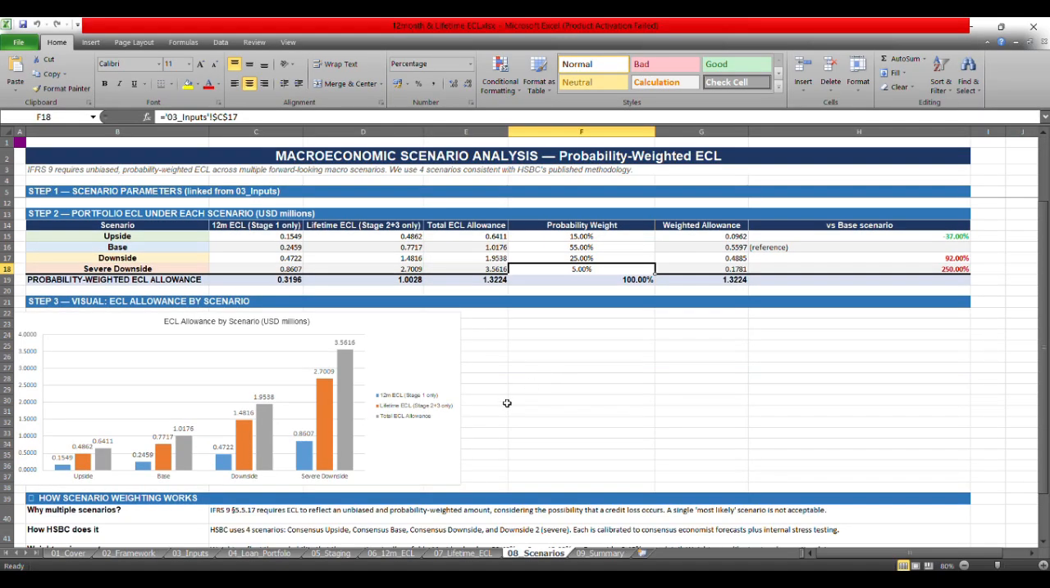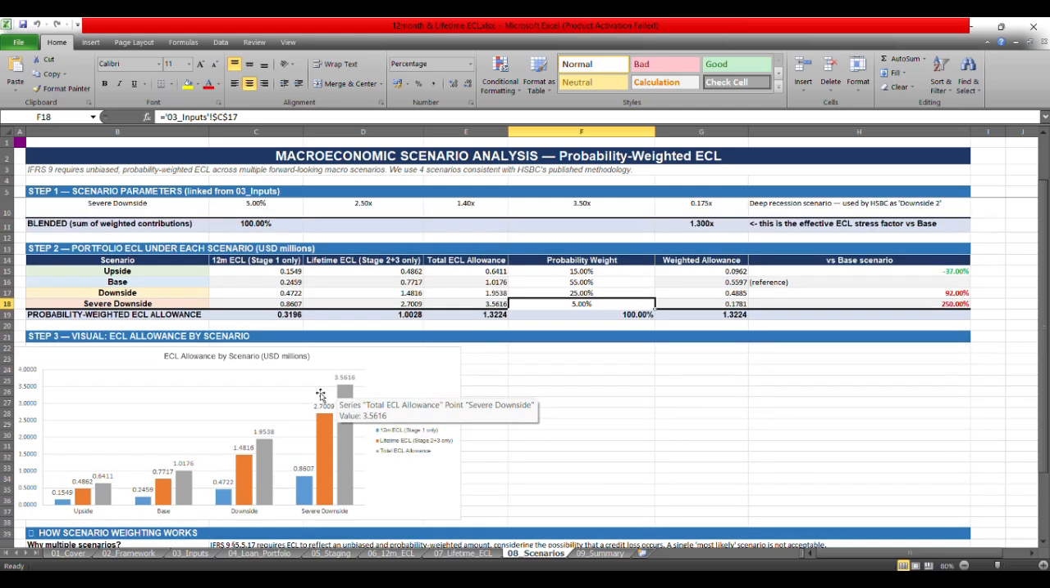And if you see the chart below, this visualizes exactly what I'm trying to tell you. The way this total ECL escalates as we move from upside to base to downside to severe downside. You can see that this is an exponential-looking shape, right? Rather than a straight line. This is exponential, and that's what I'm trying to explain regarding the ECL allowance. It should be like that and not a straight line.